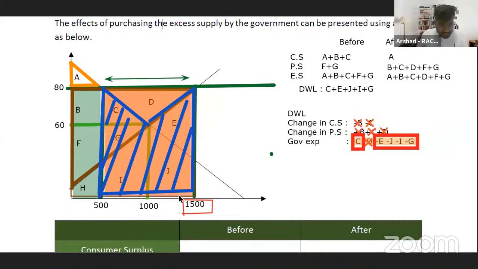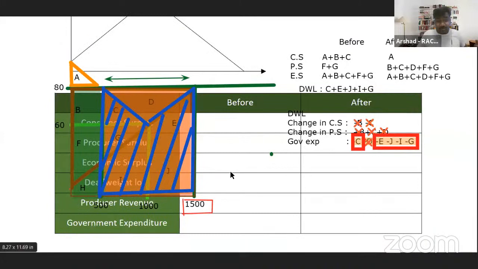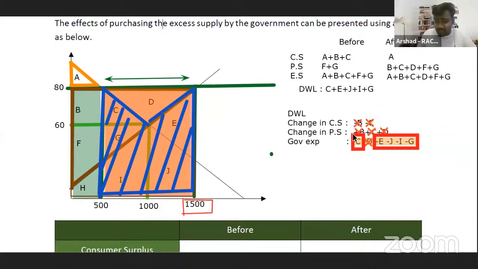So okay, anything that I missed? Government expenditure. Okay, producer revenue. Government expenditure, we know, guys, it is C, E, G, I, J, E, D, that entire part. Guys, can you all tell me what is the producer revenue? Producer revenue. What is the amount of money that he is earning, guys? Producer revenue is that entire part, exactly.